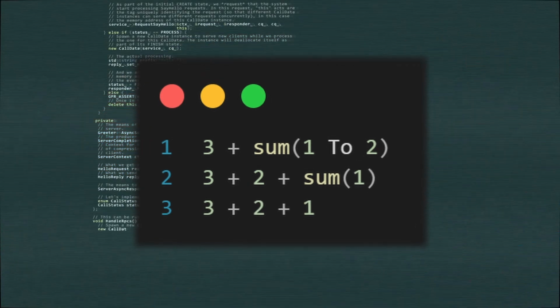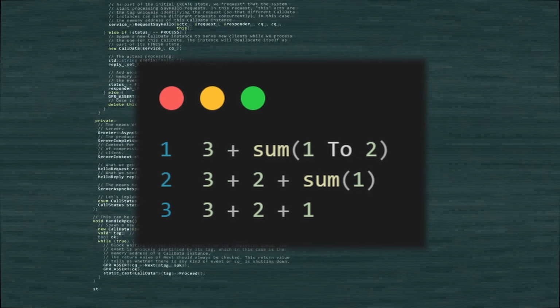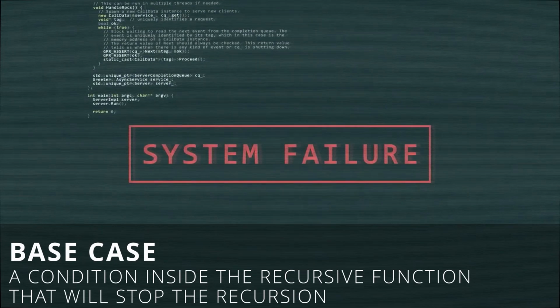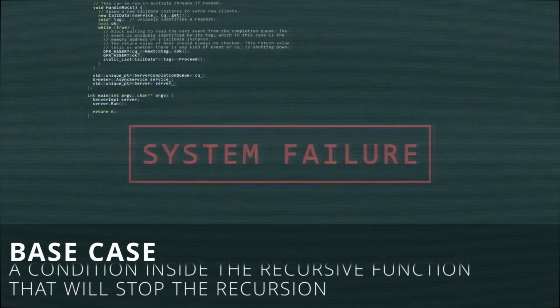Sum of 1 means 1. You can see how we stopped at 1 because this is our base case, meaning it is a condition that stops the recursive function from calling itself infinitely.